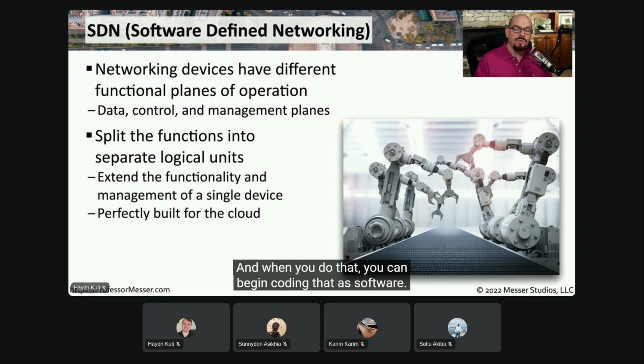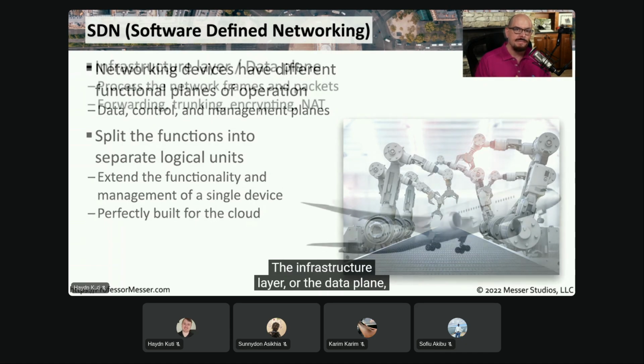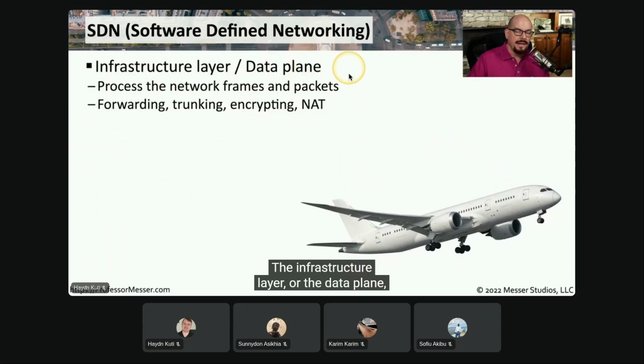And when you do that, you can begin coding that as software. This is a way to take the physical world, turn it into software that can then be used in our cloud-based world. The infrastructure layer, or the data plane, is the part of the device doing the hard work. Whenever we think about switching and routing, we're talking about the process of forwarding traffic from one device to another, and that forwarding process is what's happening in the data plane.